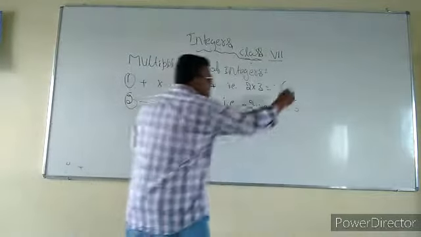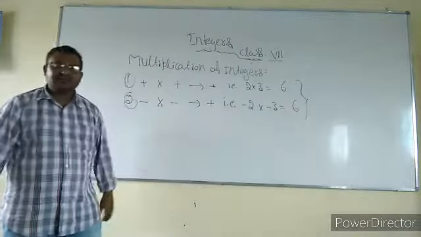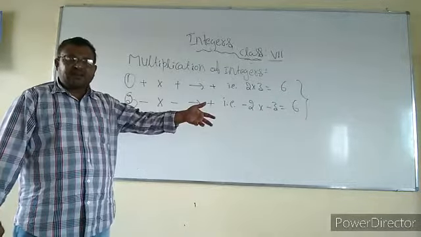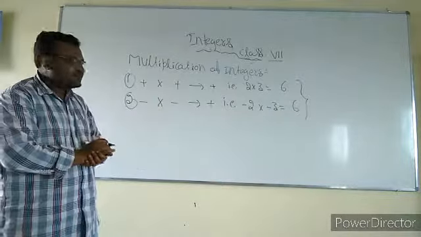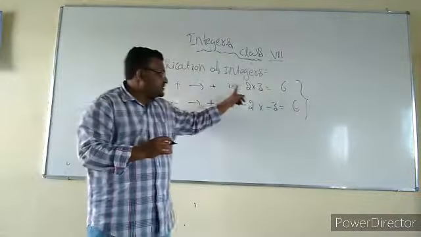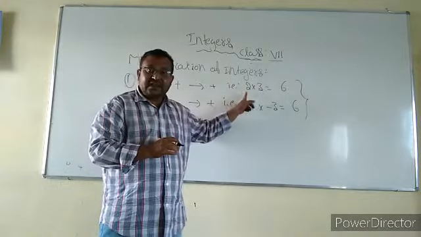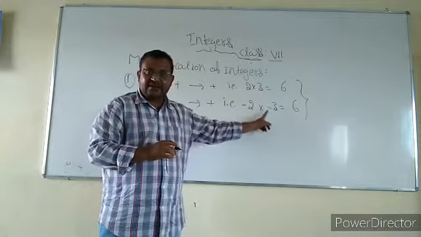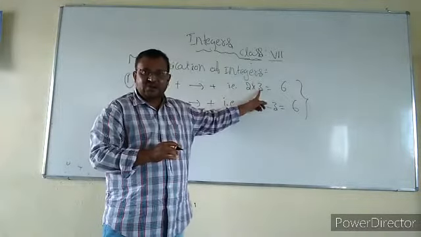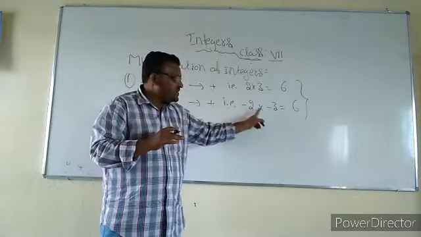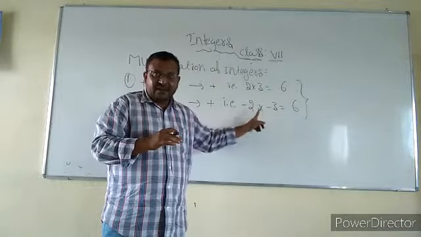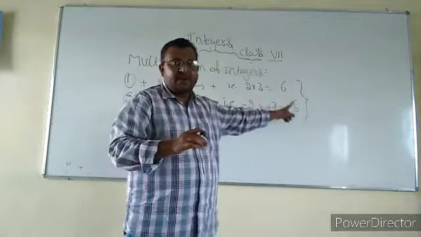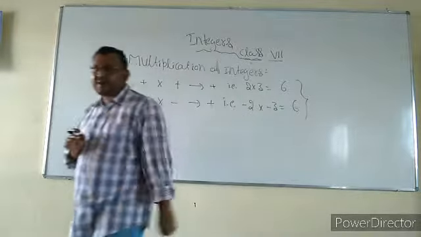That means in these two cases, if the sign of the integers is the same, then the product will be positive. In the multiplication process, the sign of two integers is the same. Look here, plus and plus, here also plus, here plus into plus. That means same sign. Here also minus into minus, same sign. The product of the multiplication of same sign integers gives a positive integer. So this is the first point we have to remember.